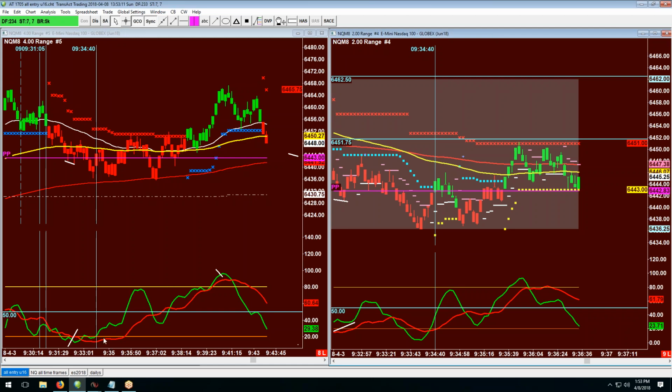However, that's also oversold. So this is telling us we're going to stay away from this buy. Here we get a close below on the 8 range, right? So not valid, because our green line is above the red here.